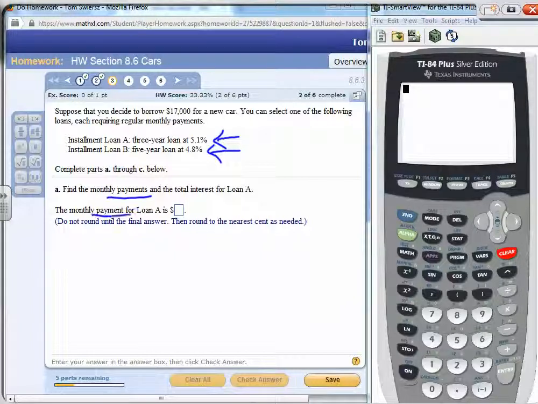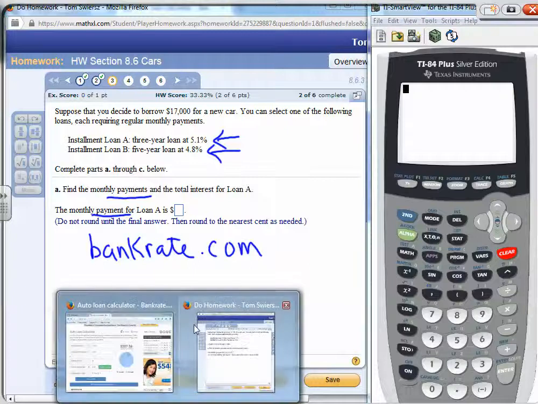Okay, first the monthly payment for loan A. Again, we don't have to use the long formula. It's much easier. You can go to the website bankrate.com. It's much faster. We'll show you how much easier it is to use than the formula. So open up a new web page and go to bankrate.com.